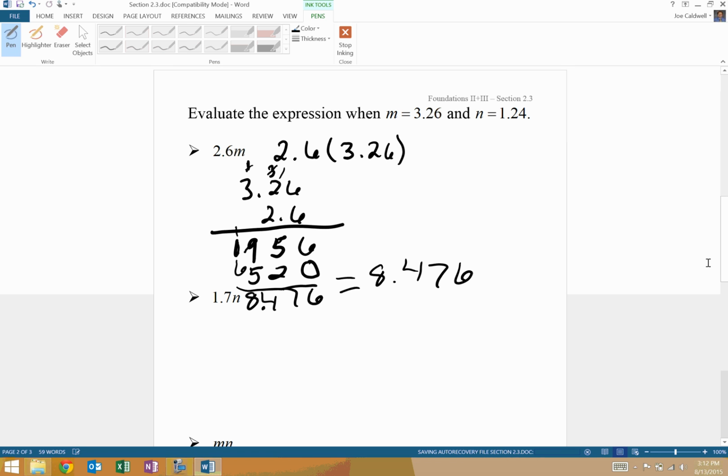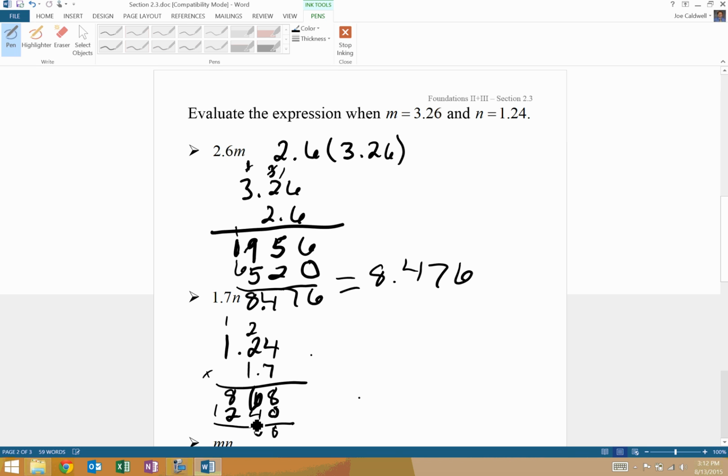Never mind. 1.7N, remember, squished together, so we're going to have 1.24, because that's what N is, times 1.7. Notice how I put the one with less numbers on the bottom. 7 times 4 is 28. Carry the 2. 7 times 2 is 14. That's plus 2. Carry the 1. 7 times 1, 8. Drop the 0 down. 1 times 4. 1 times 2. 1 times 1. Add them up.